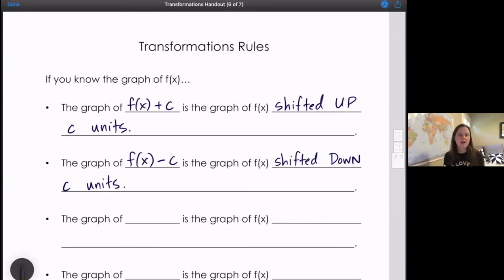And of course, the way I have this written, we're assuming that c is a positive number. We're not talking about if you add a negative number. We're talking about if you add a positive number or you subtract a positive number, then the graph is either going to go up or down however many units you added or subtracted. All right, so let's go get our next 2 rules.